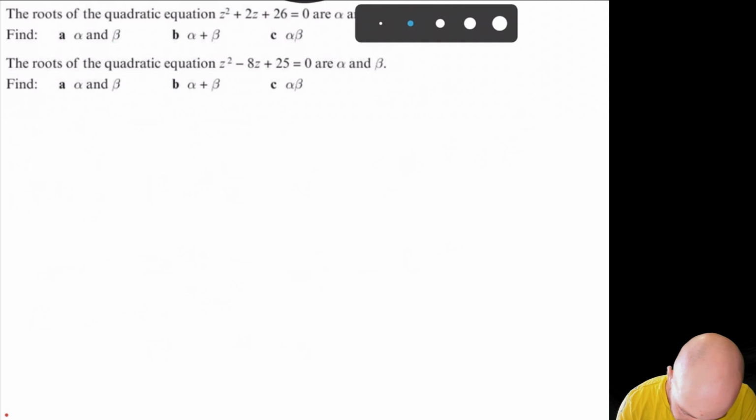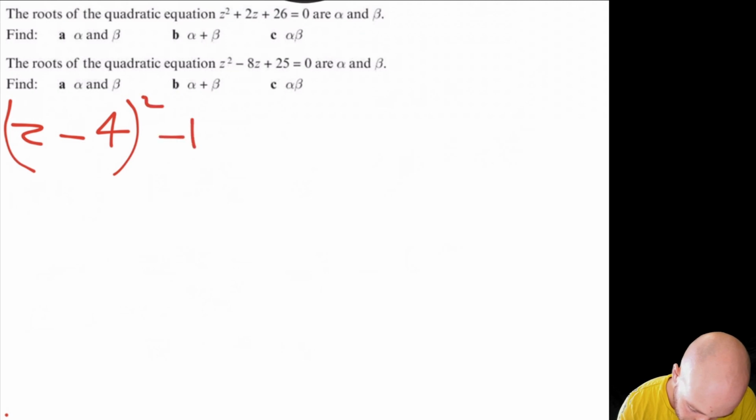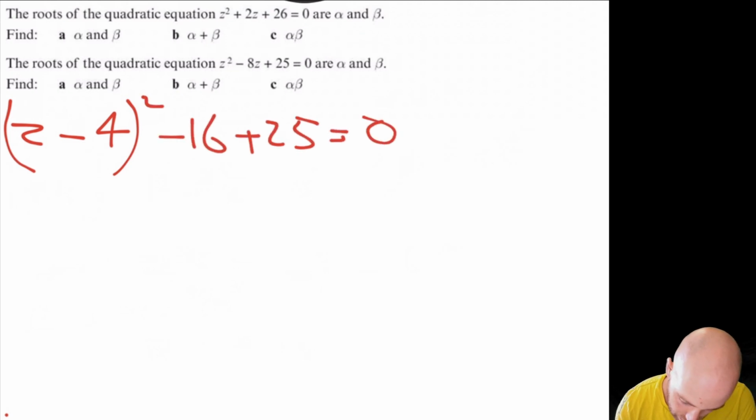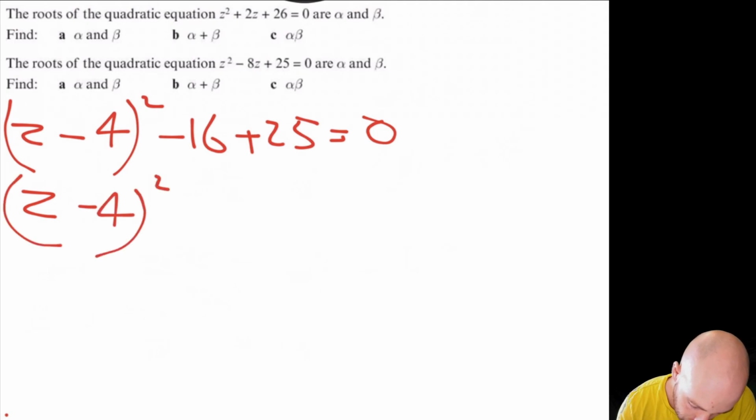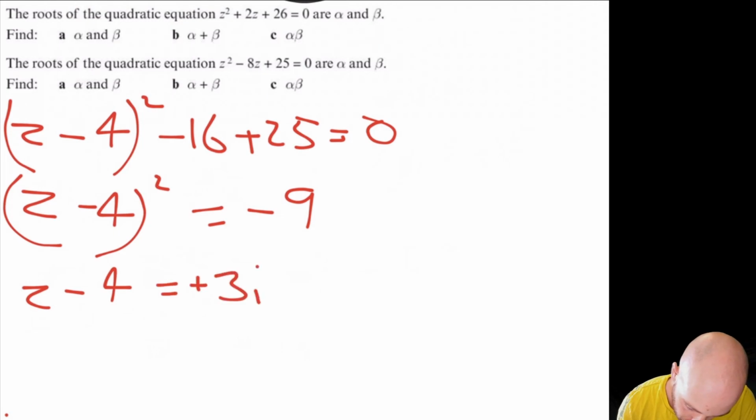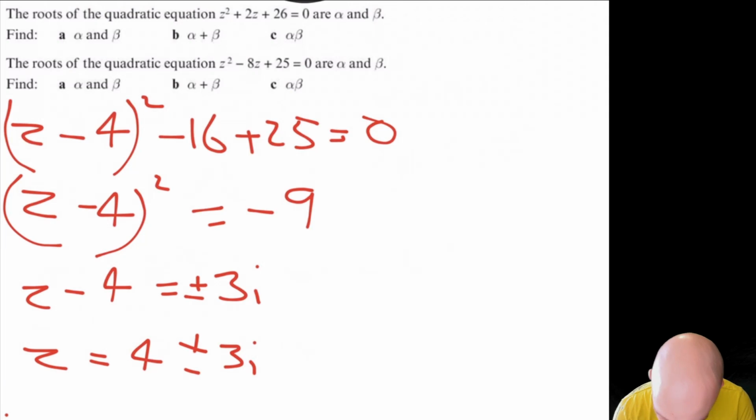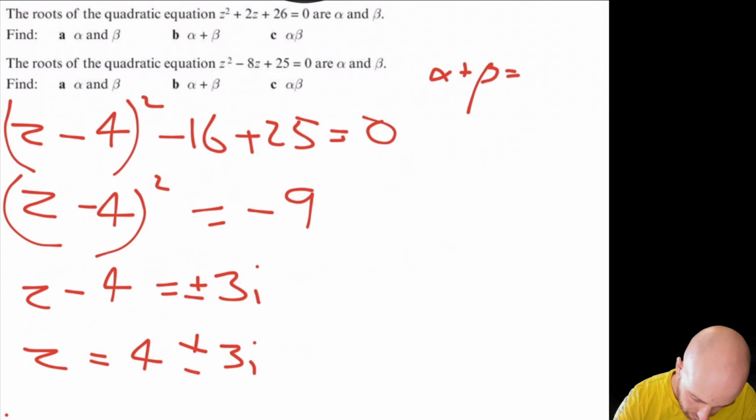So again, complete the square on it. z minus 4, all squared, minus 16, plus 25 is 0. z minus 4, all squared, equals minus 9. So z minus 4 equals plus or minus 3i. So z equals 4 plus or minus 3i. Alpha plus beta is going to be 8, and alpha beta is going to be 16 plus 9, which is 25.